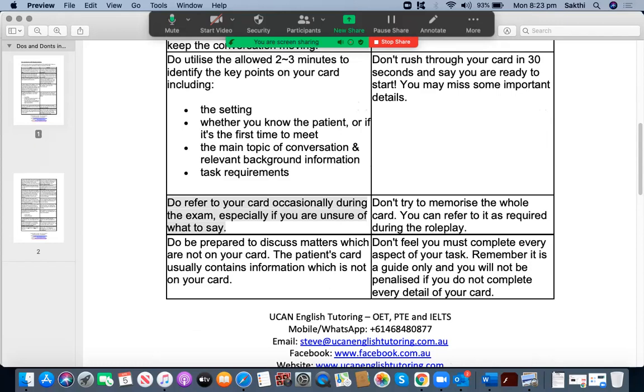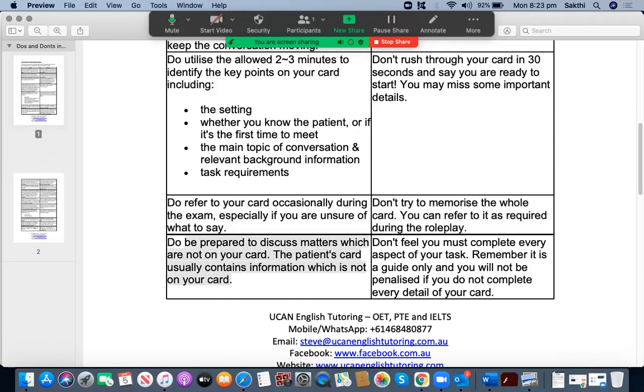Please do refer to your card occasionally during the examination, especially if you're unsure of what to say. We do make notes on the role play card because whenever we are confused or we don't have enough to say, we can refer to them and then we can talk about the same thing. All right, that's why we are taking notes. But you don't need to memorize the whole card. Do not memorize the whole card. It's going to damage your score. It's not good. You can refer to it as required during the role play conversation. All right, that is absolutely fine.